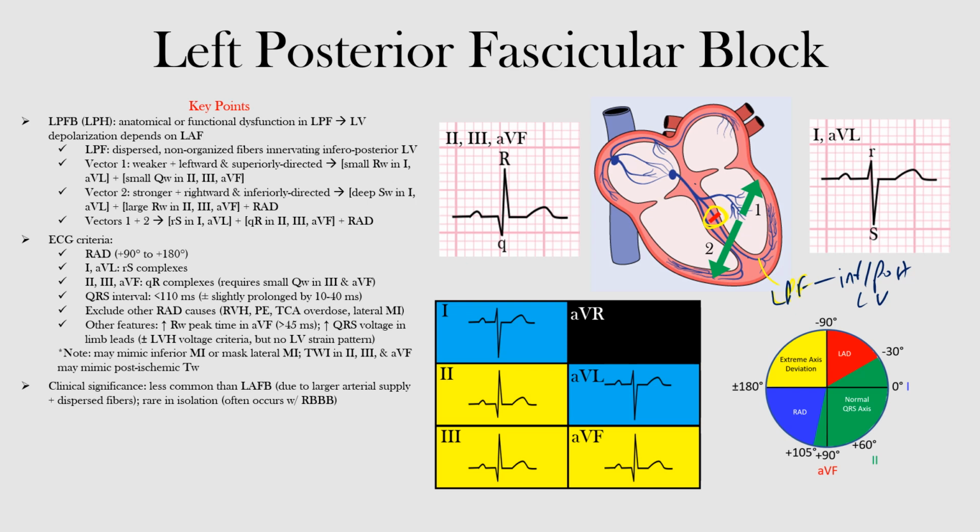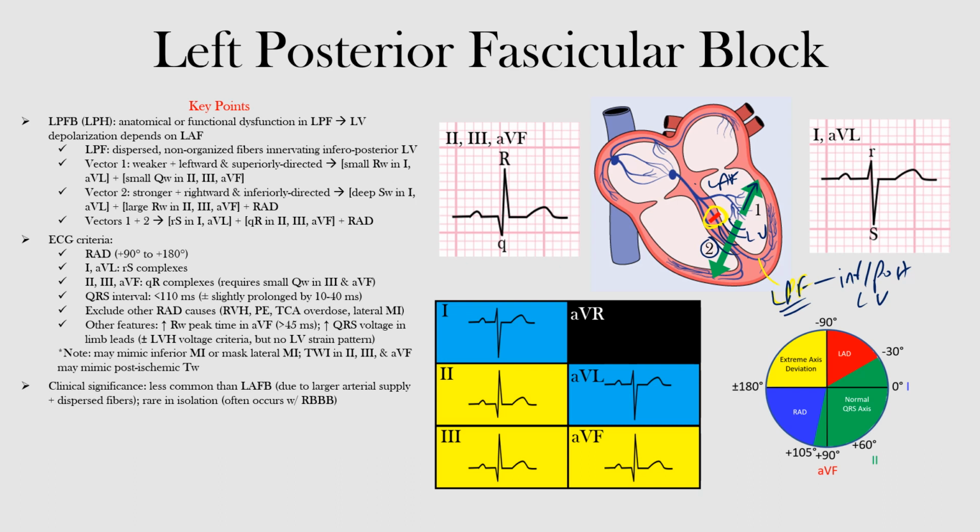This results in a stronger unopposed vector that we have going rightward and inferiorly. So again, we have this left posterior block that innervates the inferior and posterior walls of the left ventricle. Initially the left anterior fascicle is doing fine, so our anterior, superior and lateral portions of the heart will be innervated by this vector going that way. And then we'll have this vector that comes the other way, this slow cell-to-cell depolarization, this stronger vector that's going to come inferiorly and posteriorly, and we call this vector number 2.